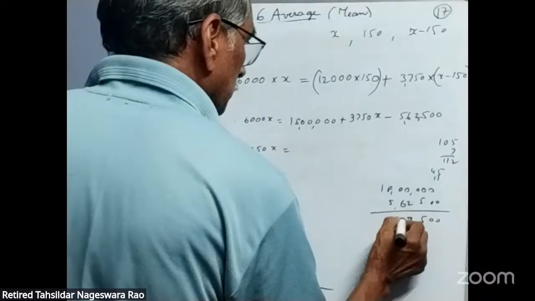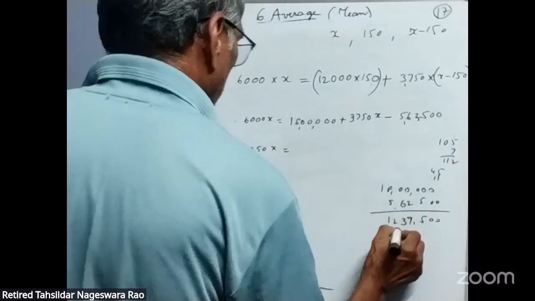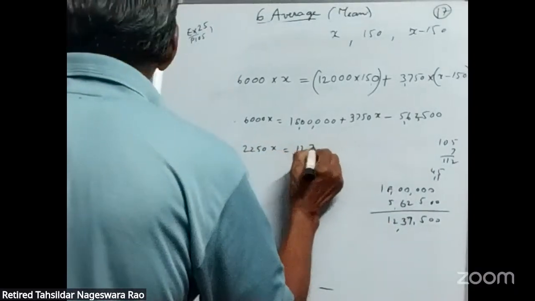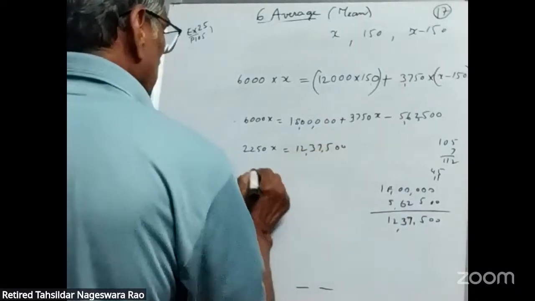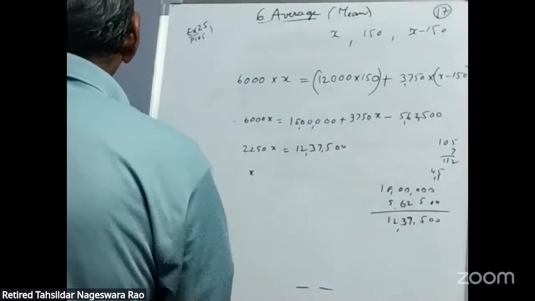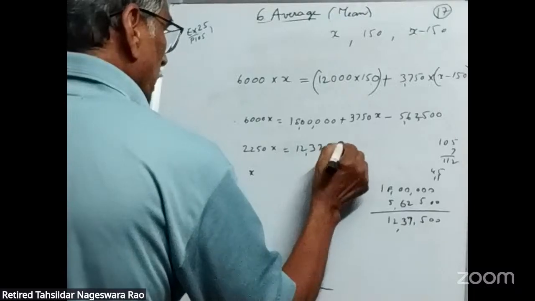7 3, 12 lakh, 12 lakh, 37,500. We divide by x, again divide by x.